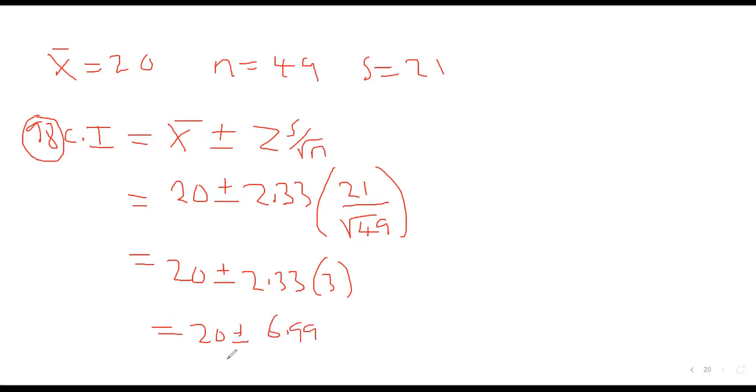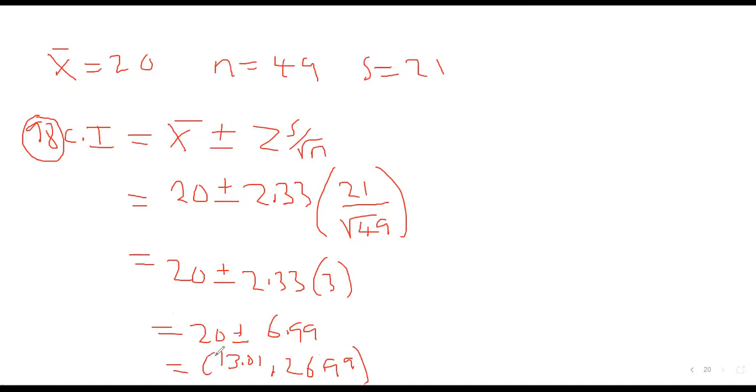So how do we start first? By subtracting, right? 20 minus 6.99, we get 13.01. Then we add: 20 plus 6.99 is 26.99.